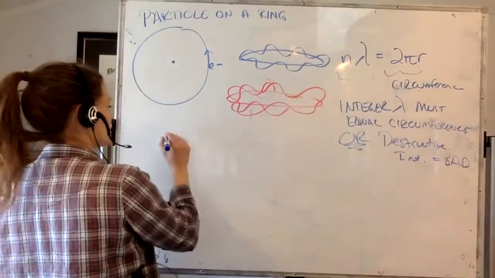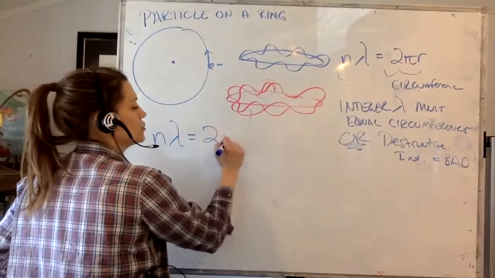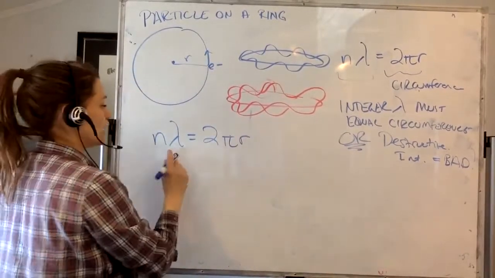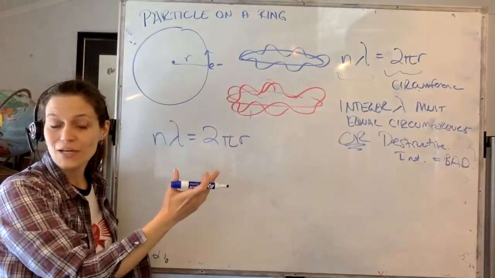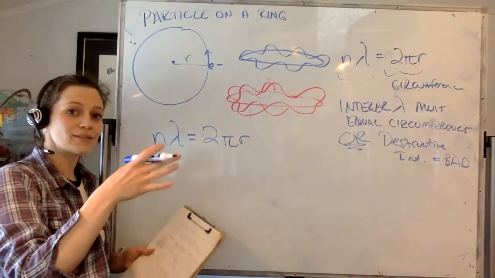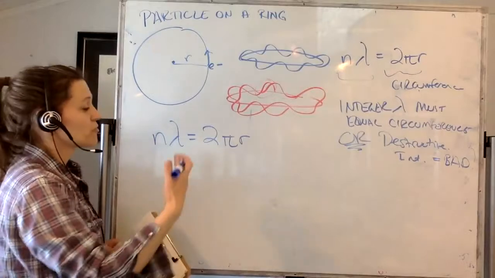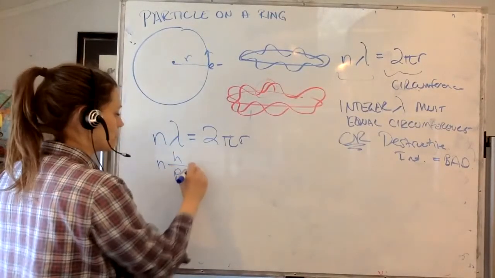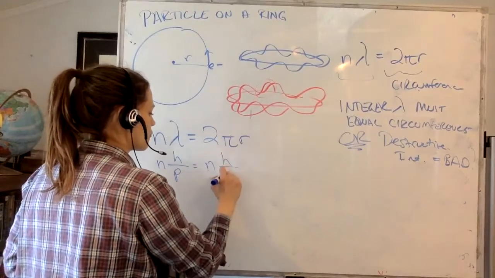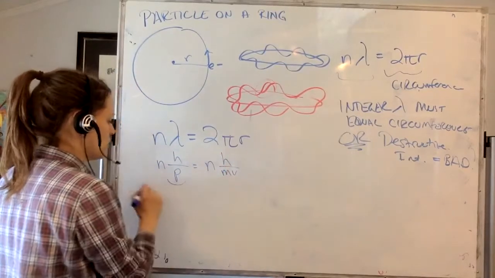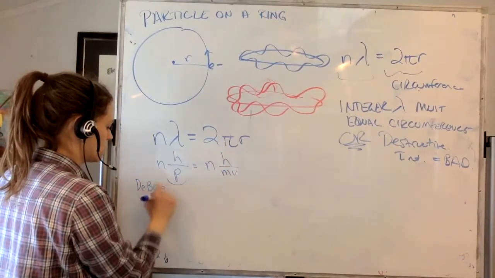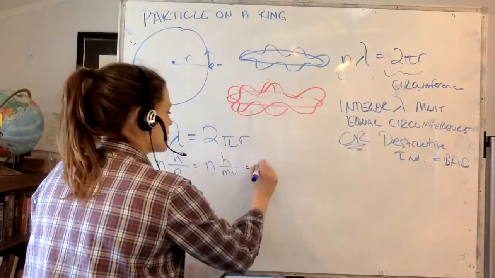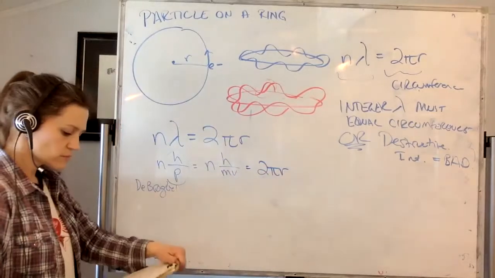So let's zoom in a little bit more. n lambda equals 2 pi r, where here's my r. Now this lambda is the wavelength of the electron. We know that light has wavelength equal to c over the frequency, but for an electron, we're going to use a de Broglie wavelength. So we've got n h over p, or n h over m v, where here we've got de Broglie. Likewise, this equals 2 pi r.